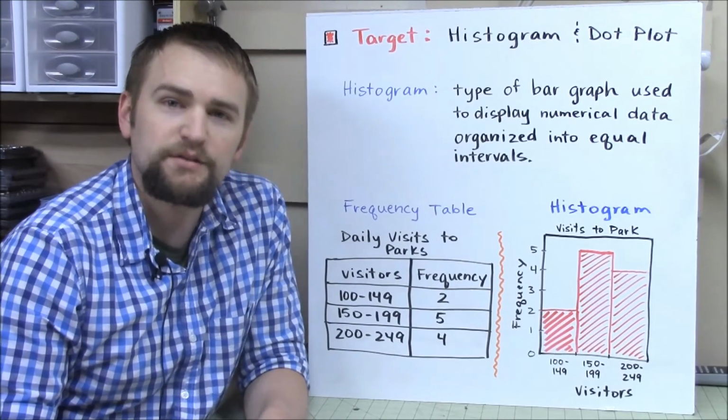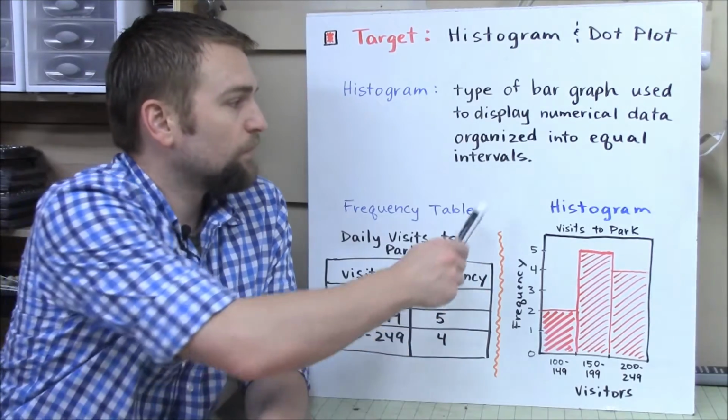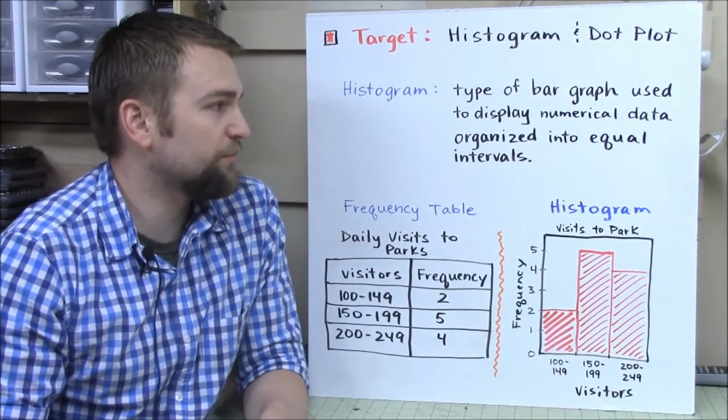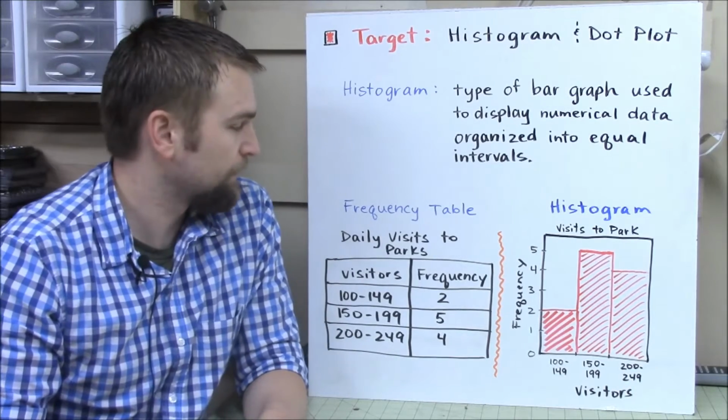Our target for today is histograms and dot plots. A histogram is a type of bar graph used to display numerical data organized into equal intervals.